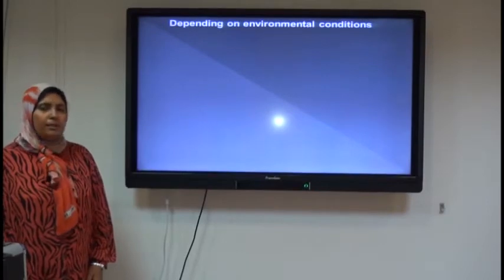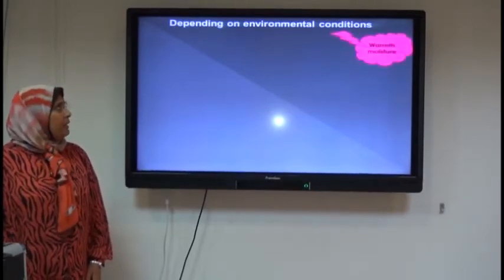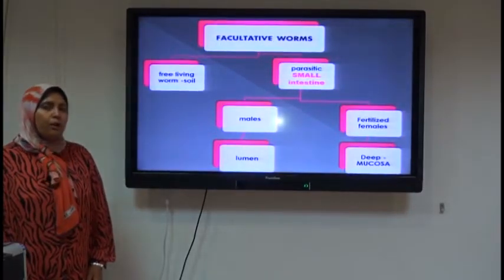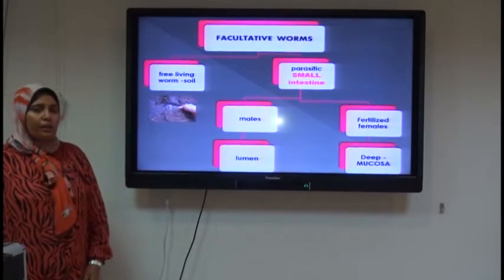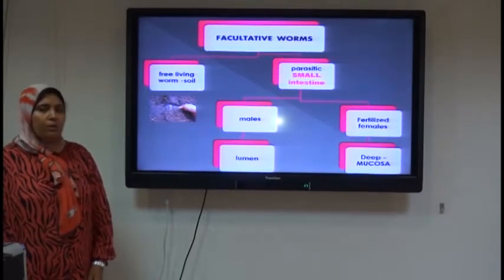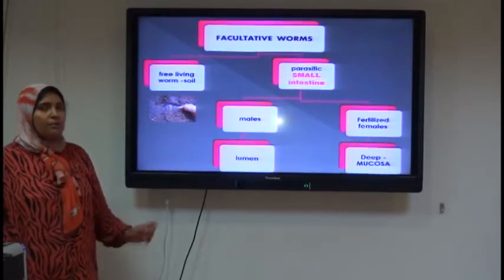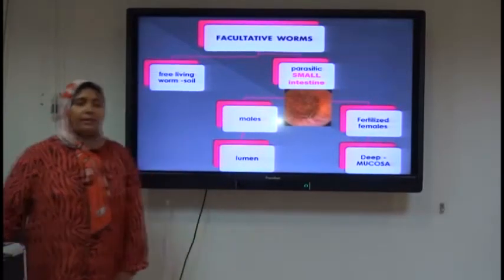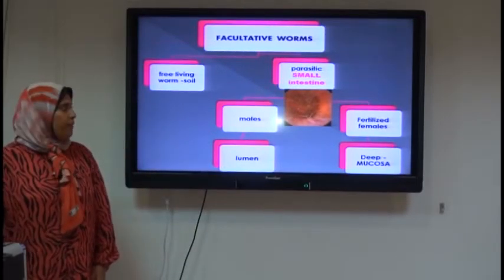Depending on these environmental conditions, which I have mentioned lately, this nematode leads either one of two cycles. Either it can live freely in the soil, and hence it is called a free living worm. This happens when conditions are appropriate. But once conditions are no more appropriate, it shifts to the parasitic form and it inhabits the small intestine of the host or the man.